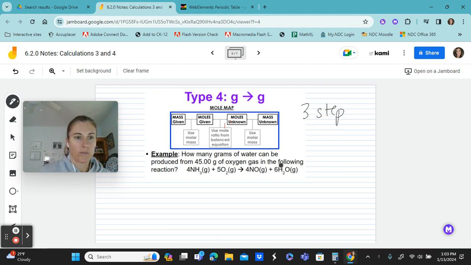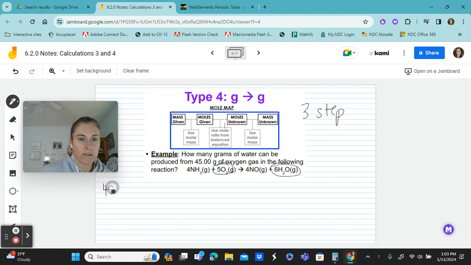So we are going to go from grams to moles to grams. So the whole thing. All right, this time we want to know 45 grams of oxygen. That's our given. We want to know grams of water. So O2 and water is what we're dealing with. All right, so we're going to start with a molar mass conversion. Then we're going to do a mole-mole ratio from the equation. Then we're going to end with the molar mass conversion.